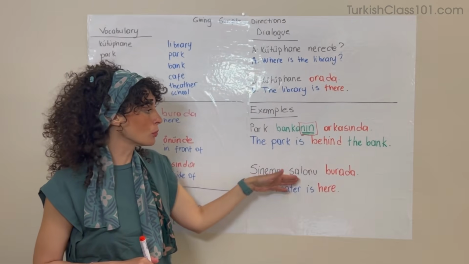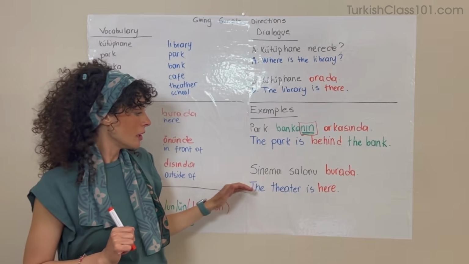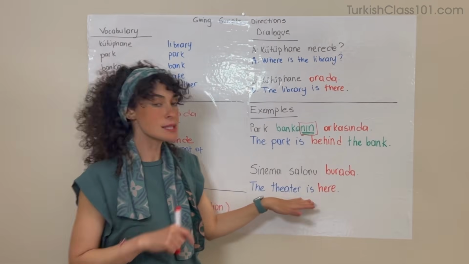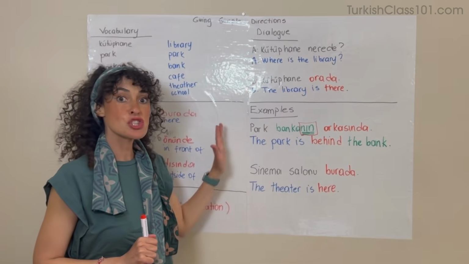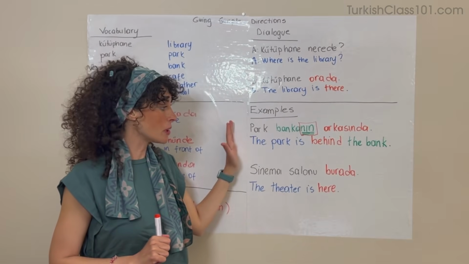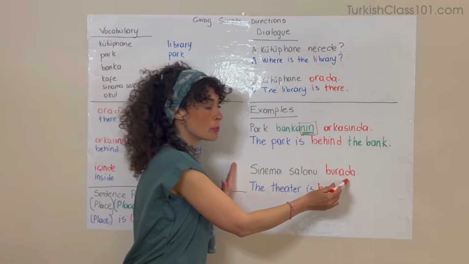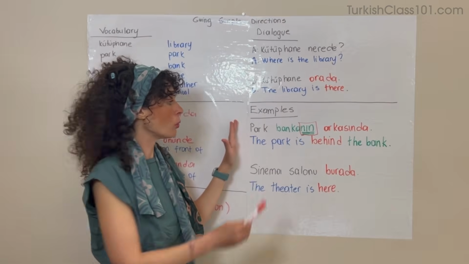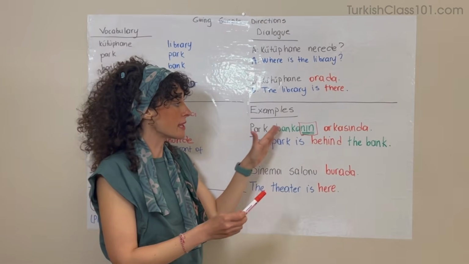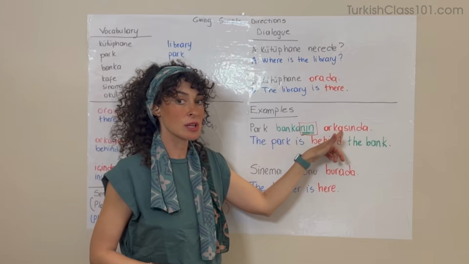Okay? Let's look at the other one. Sinema salonu burada. The theater is here. These are two different examples. Here we have one place and one preposition. In this example, we have two places and one preposition.